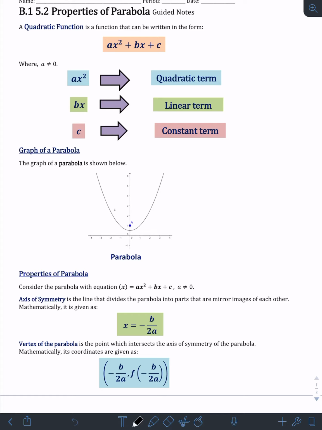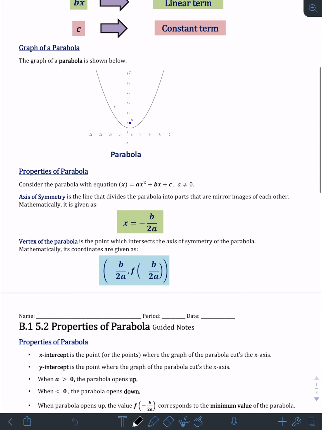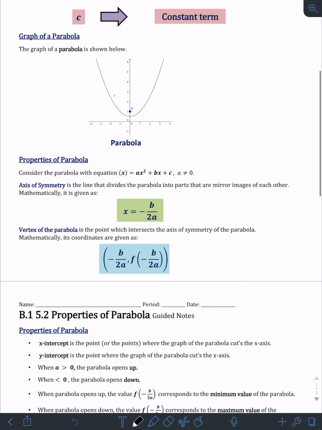In the last video, we talked about modeling data with quadratic functions. Now we're going to talk about properties of a parabola. So we talked about the form a quadratic is written in, so I'm not going to talk about that again, but it's there at the top if you want it. This is what a parabola looks like. Once again, we talked about this in the last video.